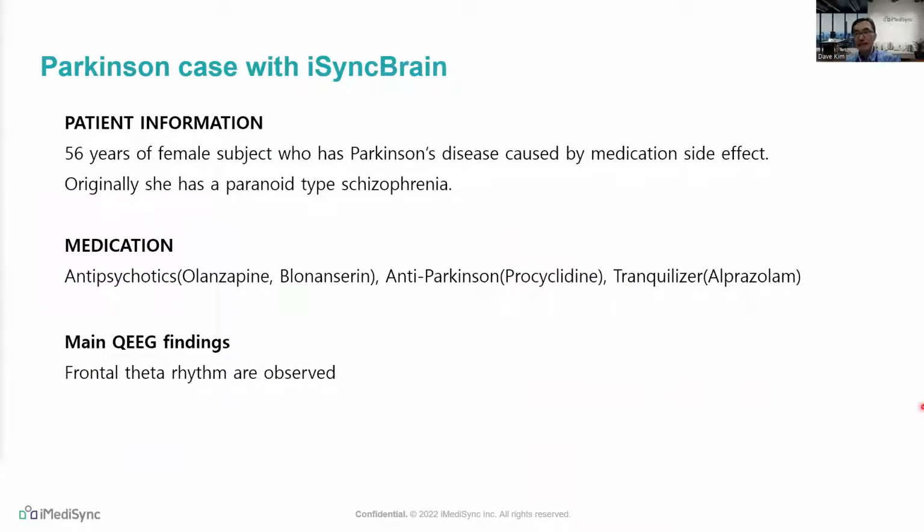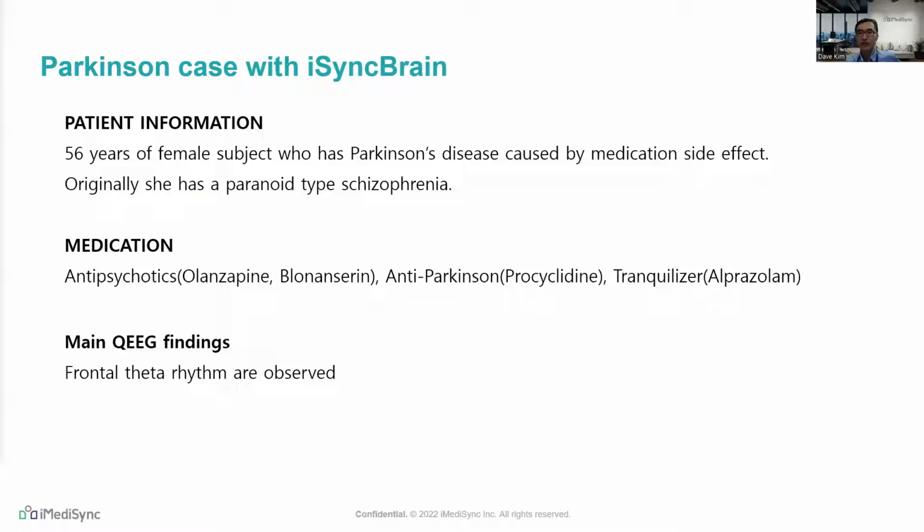Next, as a second case, I'd like to show the Parkinson case. The patient is a 56-year-old female subject. This subject has Parkinson disease caused by medication side effect, because she originally has paranoid type schizophrenia. The excess of dopamine receptors in the striatum is reported in schizophrenia.